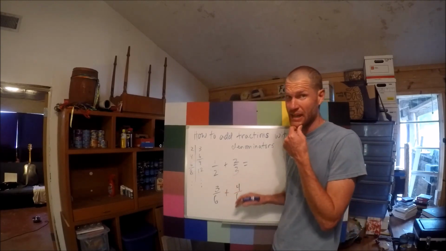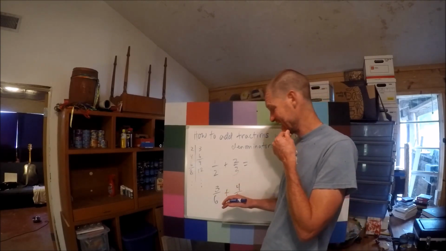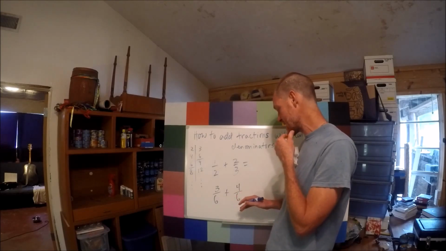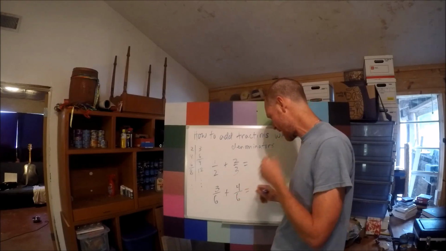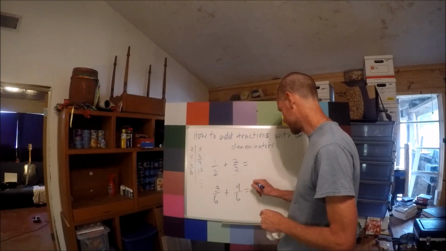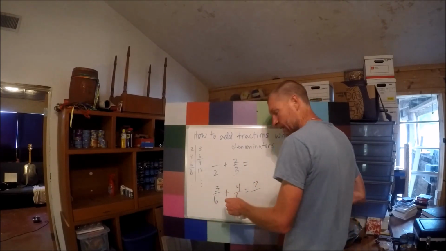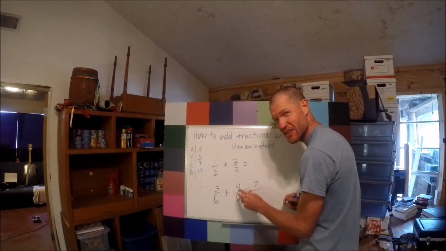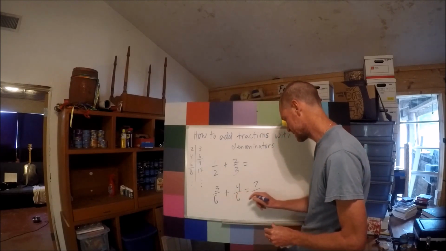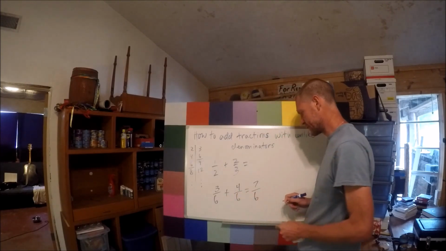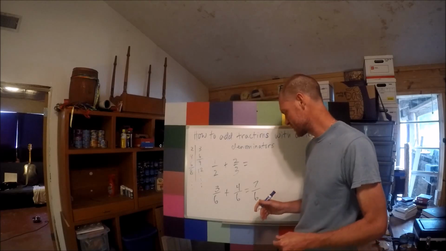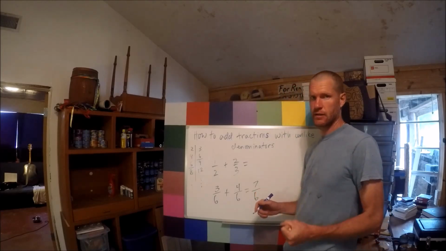So now I have a common denominator, and I can add the numerators. 3 plus 4 is 7. And keep the denominator the same. 6 and 6. Leave it at 6. So this is 7/6. Alright, we did it.